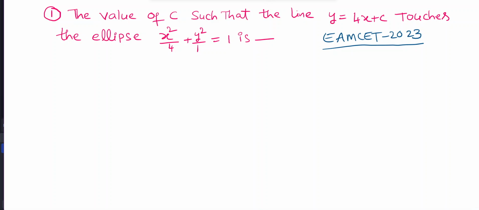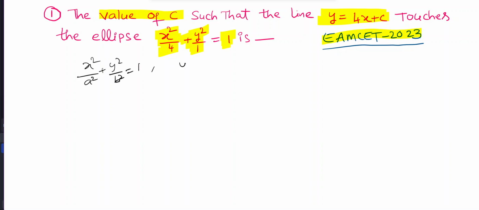This is the first question from Ellipse, EAPCET 2023. Here the value of c is to be found such that the line y = 4x + c touches the ellipse x²/4 + y²/1 = 1. We know that the standard form of the ellipse is x²/a² + y²/b² = 1.